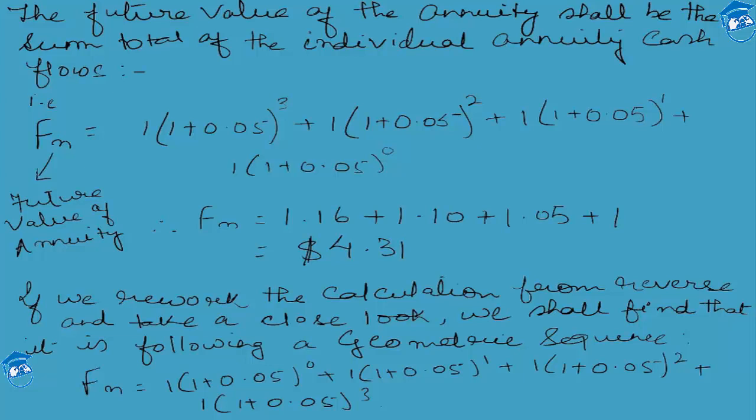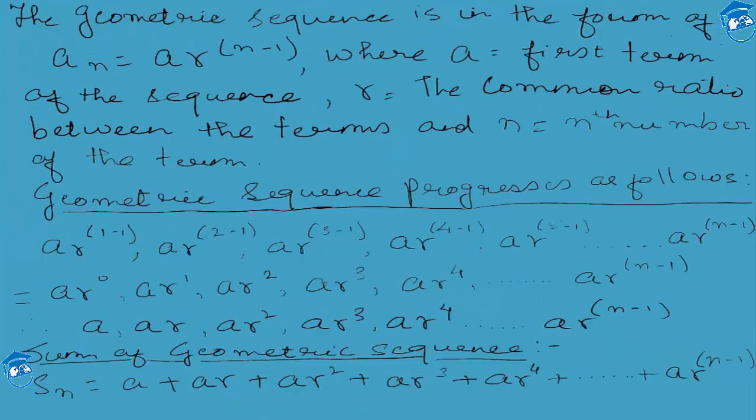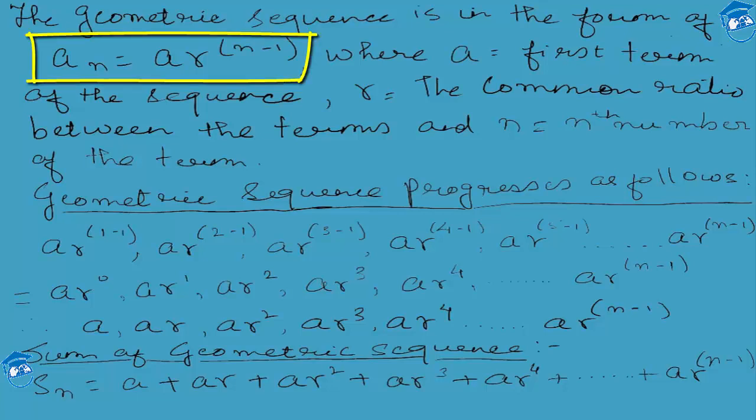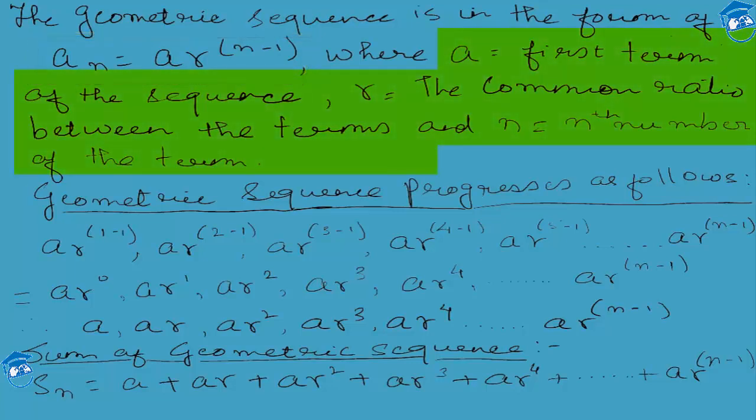A geometric sequence is a sequence in which the term an is equal to ar raised to the power n-1. So a geometric sequence is always in the form an equals ar to the power of n-1, wherein an refers to the value at the nth term, a is your first term, and r is the common ratio between two terms. Raised to the power n-1 means the number of years lesser by 1 year.